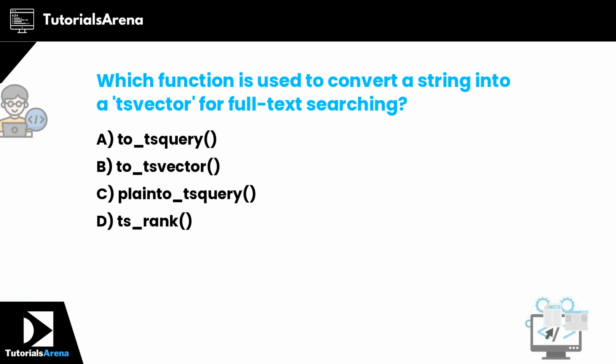Which function is used to convert a string into its vector for full-text searching? The correct answer is option B, to_tsvector.